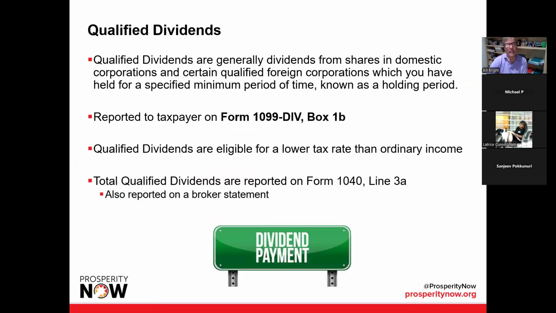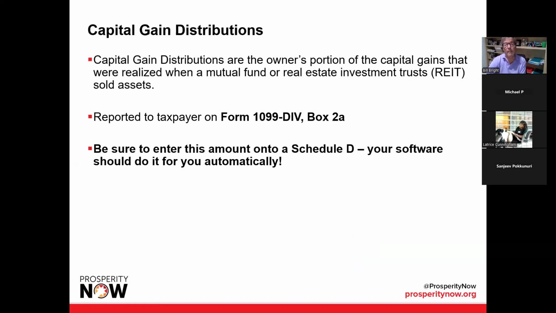Basically, the key point here is that qualified dividends are generally held for over a year, and then they're subject to the lower tax rate than ordinary income, which is the better of the two, obviously. It's basically the capital gains rate. Now, capital gains distributions. There's two real types of getting these.